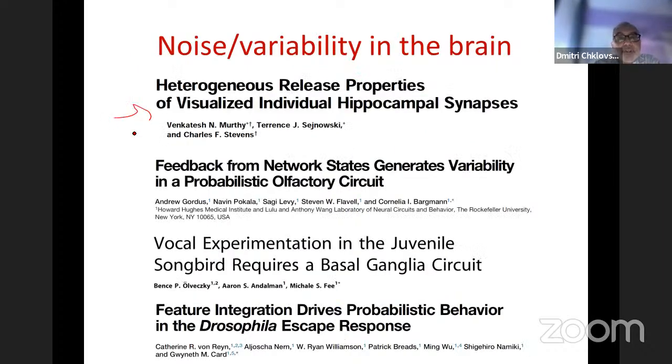There are other examples, of course. In C. elegans, there is an actual neuron whose job it is to inject noise in an otherwise reliable circuit for an avoidance response. Okay, and then in songbirds, there is a special nucleus that provides noise that is needed for learning, for adaptation. And of course, the escape response is fundamentally stochastic for obvious reasons. So noise and variability are everywhere in neuroscience.